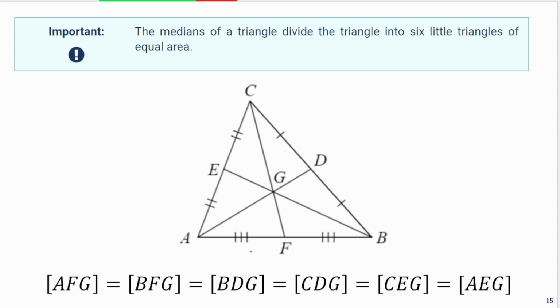So let's put this in the summary. The medians of a triangle divide the triangle into 6 triangles of equal area. So in this diagram here, suppose AD, BE, and CF are the medians, then the areas of these triangles are equal: AFG, BFG, BDG, CDG, CEG, and AEG. Are you clear?